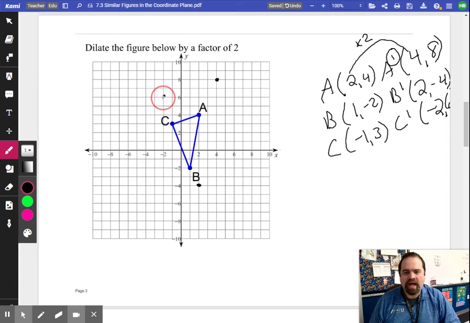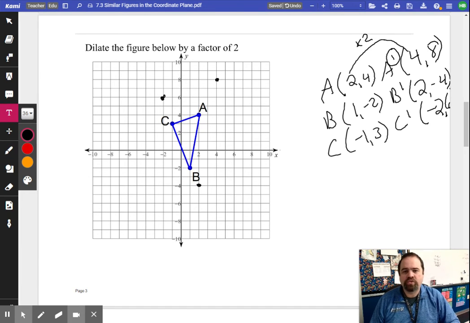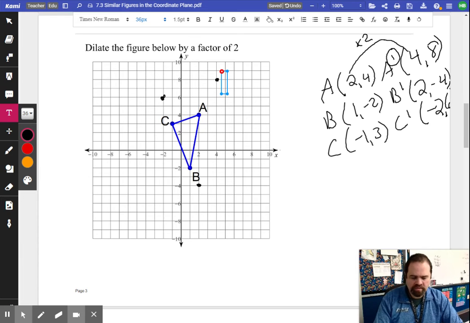Now, I have this little tablet that I'm using to do my writing. You guys aren't going to have that. So the way I would like you to label these is to go to your text tool and type in A prime. Over here, text tool, C prime, and down here, B prime. Just type them in. It's going to be a whole lot easier than trying to write with your mouse.